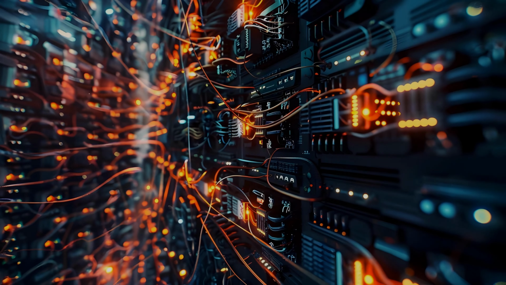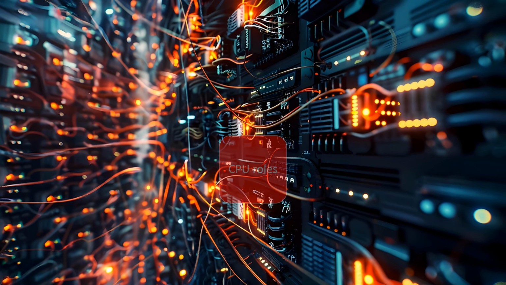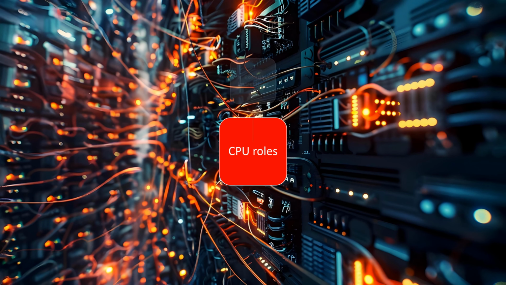The CPU plays several key roles in the functioning of a PC. Executing instructions. The CPU carries out instructions from programs and the operating system. These instructions are part of the software that runs on the PC. For example, when you open a web browser, the CPU executes the instructions to load and display the browser.